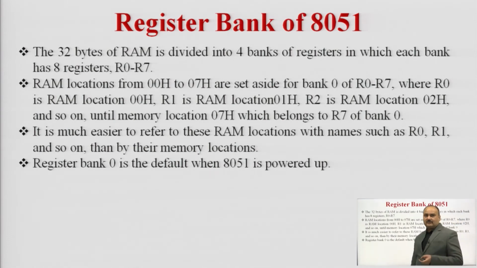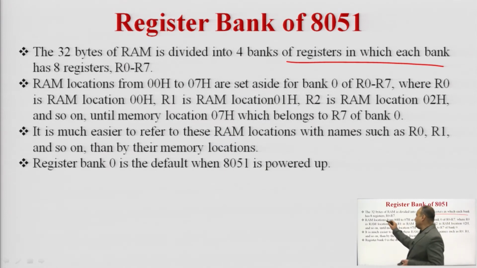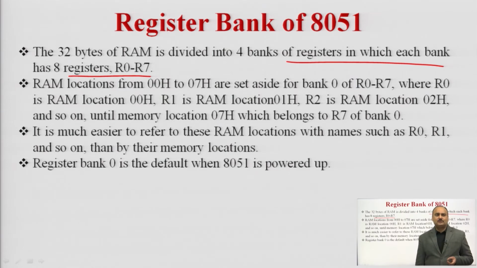The 32 bytes of RAM are divided into 4 banks of registers, in which each bank has 8 registers, that is R0 to R7. It is required to remember that the 32 bytes of RAM out of 128 are divided into 4 register banks, that is bank 0, bank 1, bank 2, bank 3, and each register bank consists of 8-bit registers, that is R0 to R7.